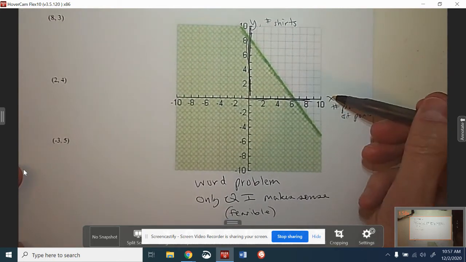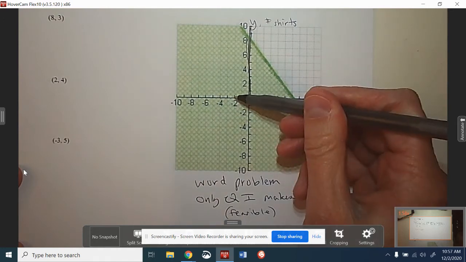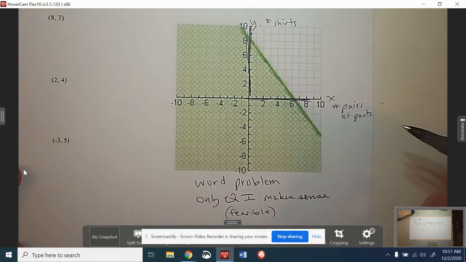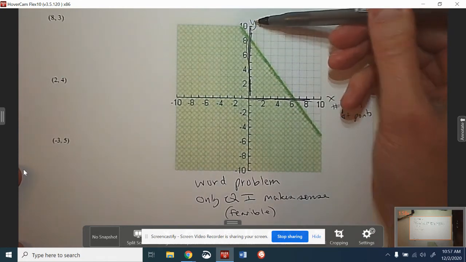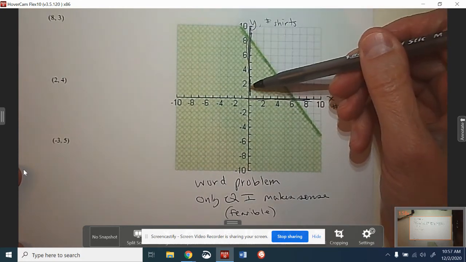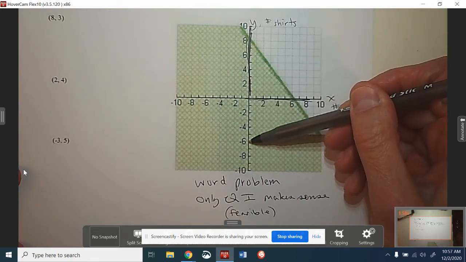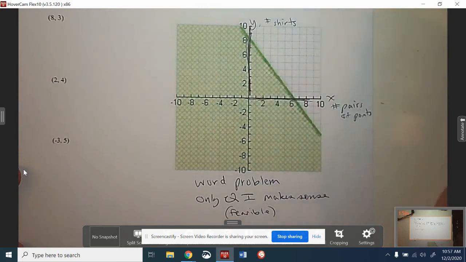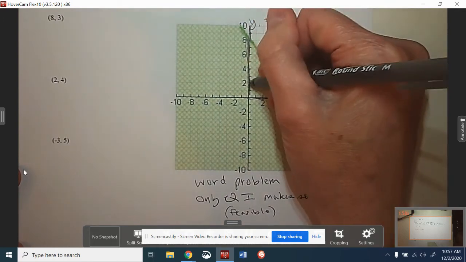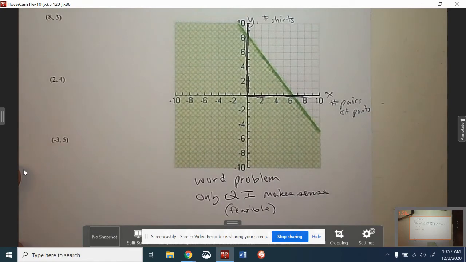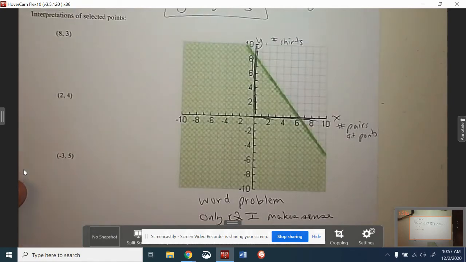Because X is the number of pairs of pants. You can't have -2 pairs of pants. You can't have -7 pairs of pants. That makes no sense, okay? And Y is the number of shirts you're buying. You can buy 1 shirt or 2 shirts or 3 shirts, but you can't buy -6 shirts. That doesn't make any sense in context of the problem. So even though in the warm-up today, any point in the shaded part counted as an answer, that's not going to be reasonable for the problem that we're doing today.